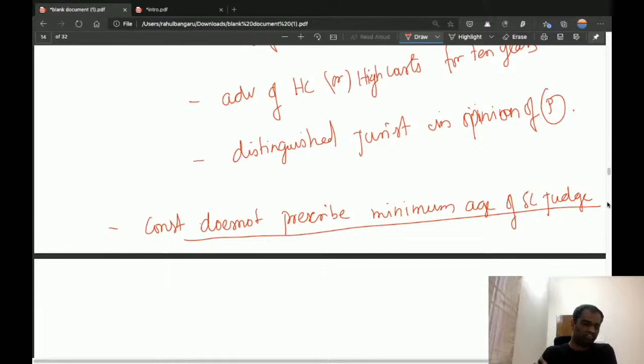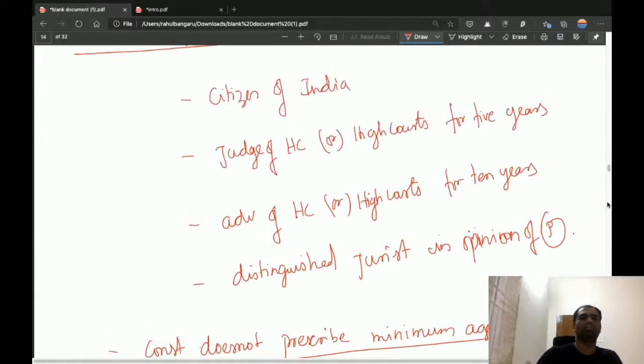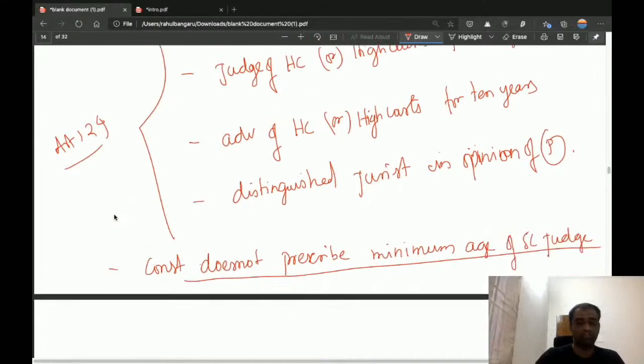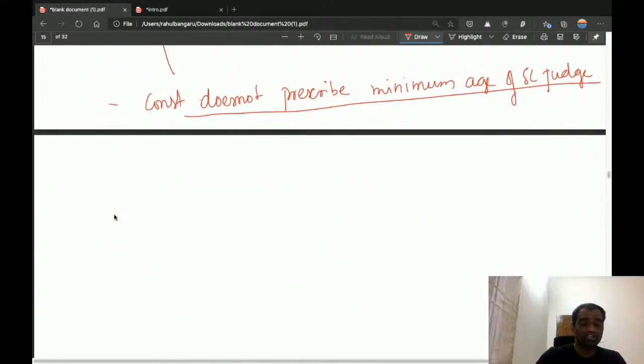No, I am not aware of that, Rajkumar Yadav. Sorry for that. I am not aware of any particular advocate of High Court who became a Supreme Court judge. But according to Article 124, all these qualifications required to become a Supreme Court judge are given in Article 124. Now I am not sure which advocate of High Court has been appointed as Supreme Court judge. I am not aware of that. Sorry for that. Now, importantly, the Constitution does not prescribe the minimum age to become a Supreme Court judge.